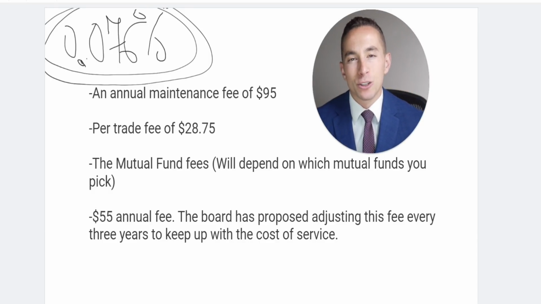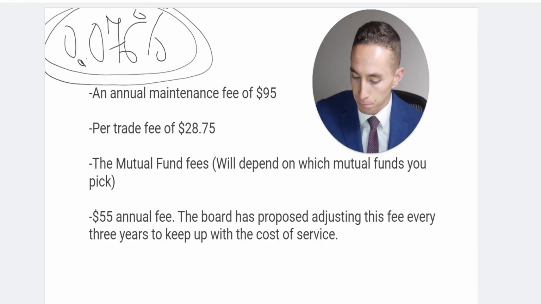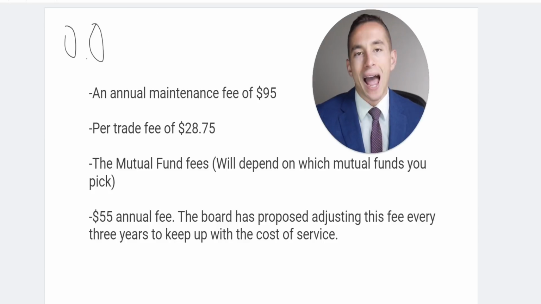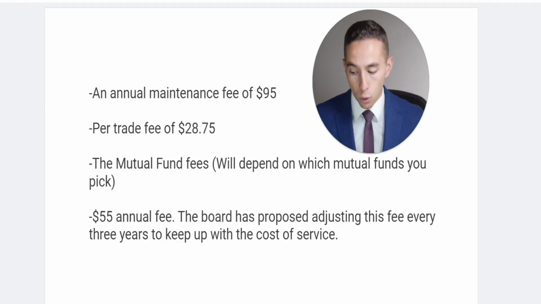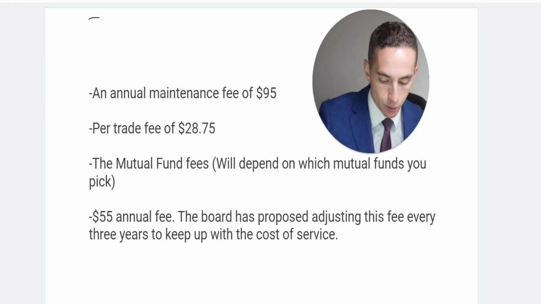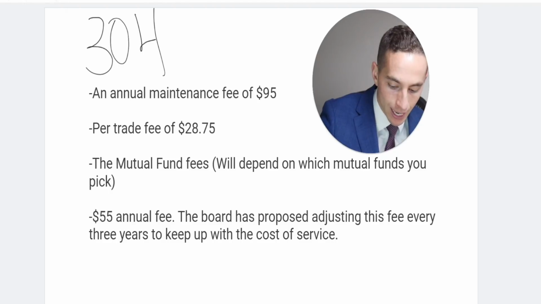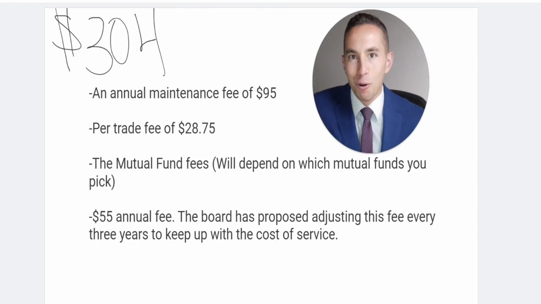Now, what does that actually look like in dollars and cents? So let's do an example. Let's say that you have $400,000 in the TSP and you're investing just in the core funds. Well, what is that going to cost you every year? Well, that's going to cost you about $304, okay? Assuming the average fee, again, is 0.076.